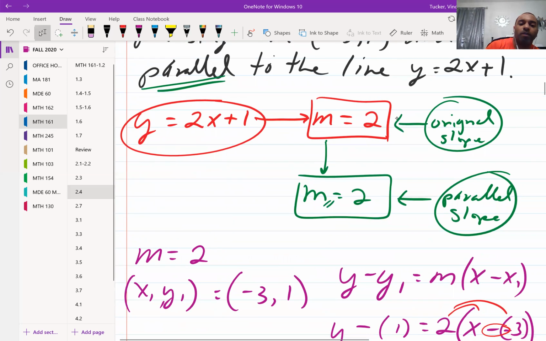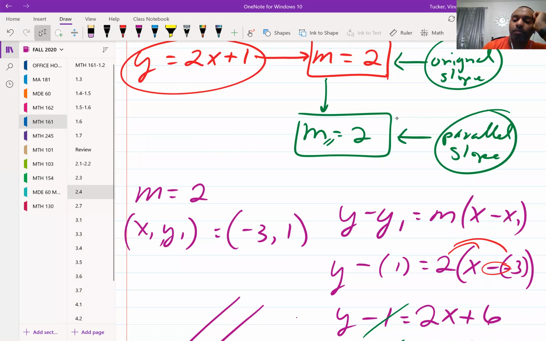All right. So the given information that we have now is that our slope is 2, and the line passes through the point -3, 1. We got that from the problem as well. Then we plug it into the point slope formula: 1 for y1, 2 for m, and then -3 for x1.